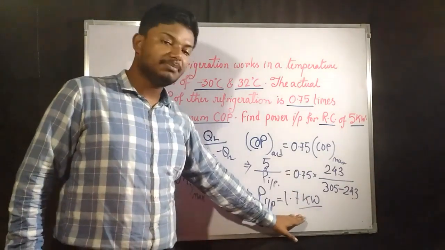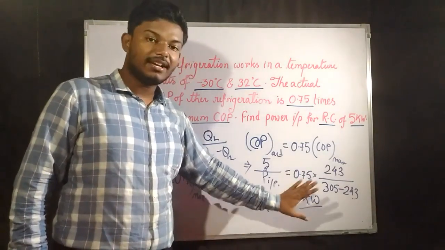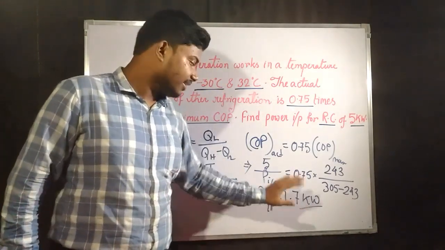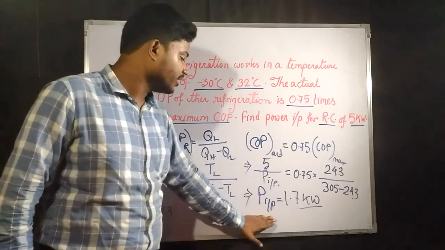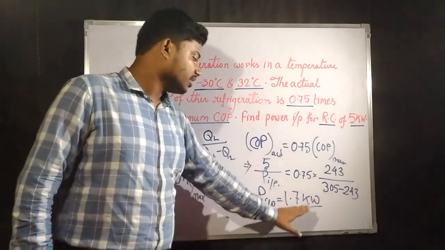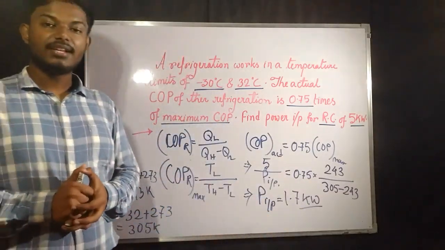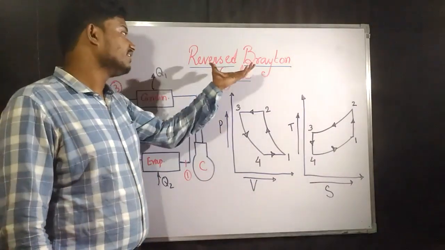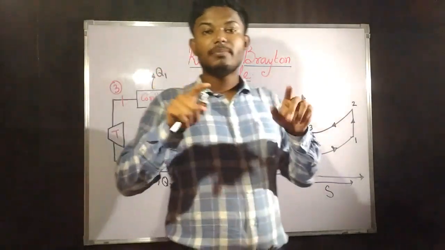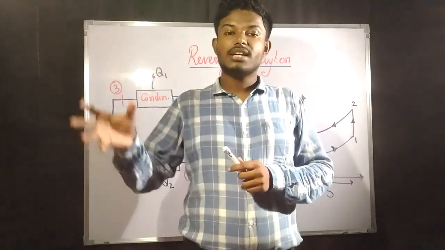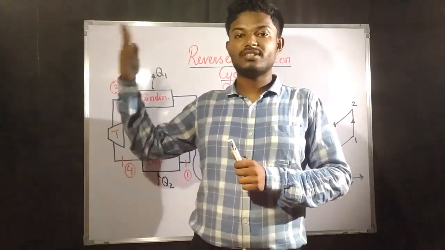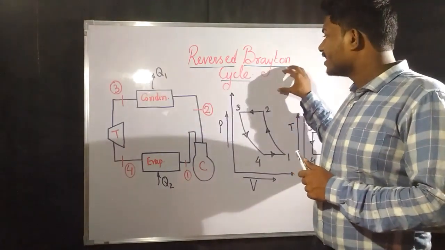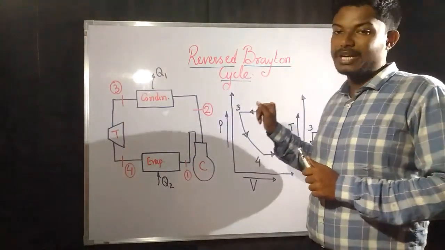These calculations have been done previously, so if I calculate here it would take a longer time, so I have directly written down the result here. If you simplify this equation, you are going to get that power input is 1.7 kilowatt. Likewise, like reverse Carnot cycle, we have reverse Brayton cycle also. In the Brayton cycle, it was a power producing cycle. Now if you reverse all the processes in that cycle, you are going to get a refrigerator, working on the basis of reverse Brayton cycle.